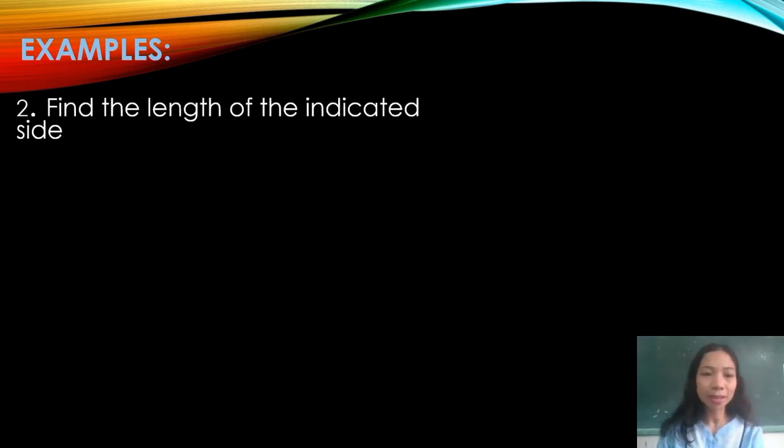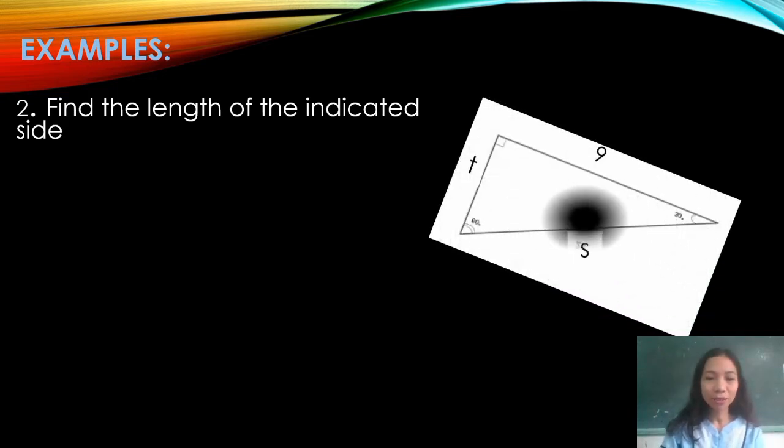Next, number 2 example. Find the length of the indicated side. So this is our given triangle. The indicated sides are T and S. S is the hypotenuse and T is the shorter leg. So this is a 30, 60, 90 triangle. We have here the given 9. That is the measure of the longer leg.